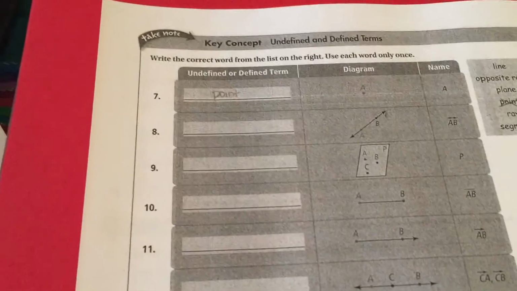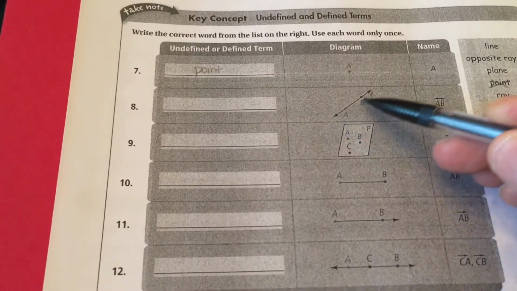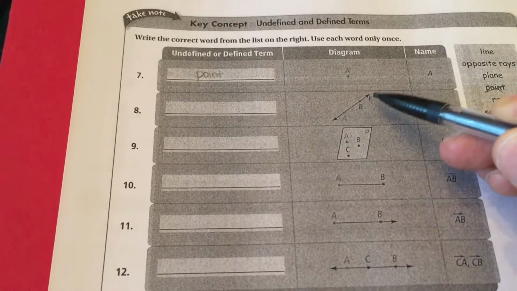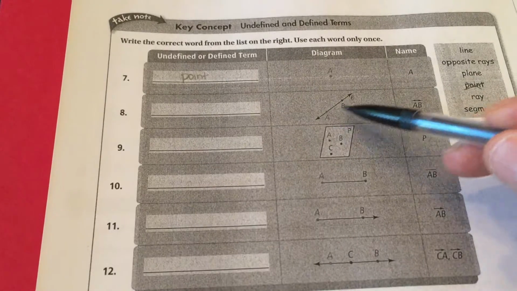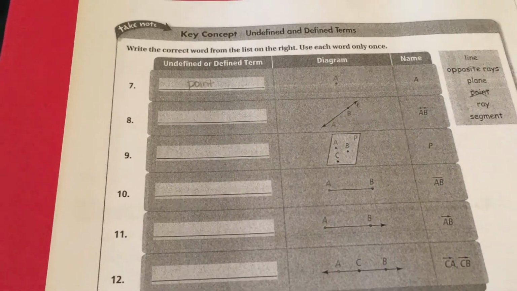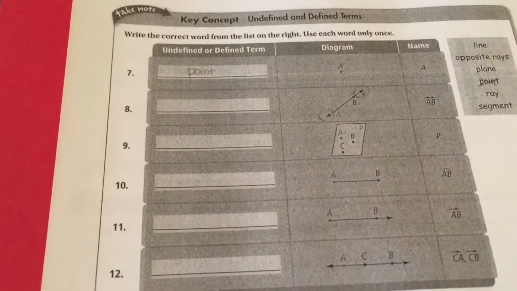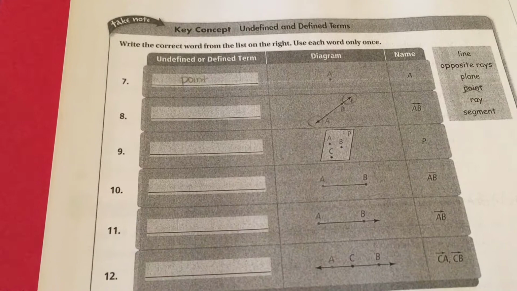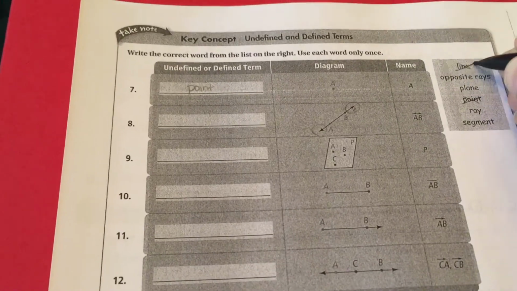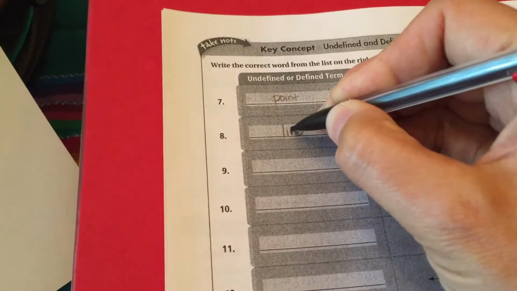Okay, the next item we have, the next diagram, they show us, hopefully you recognize this as a line. You'll see a couple different ways of naming this line. The important parts to notice are that it does have arrows on both ends. It goes on forever in both directions, indefinitely. So we're going to label that as a line.